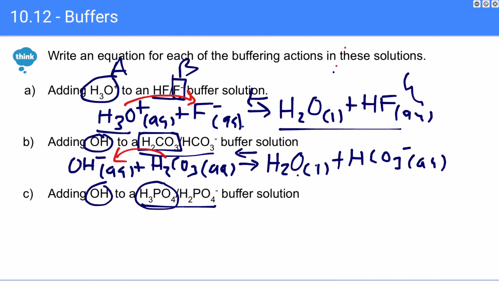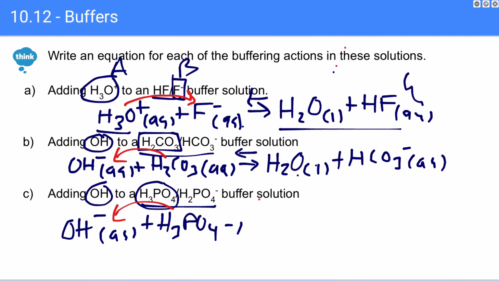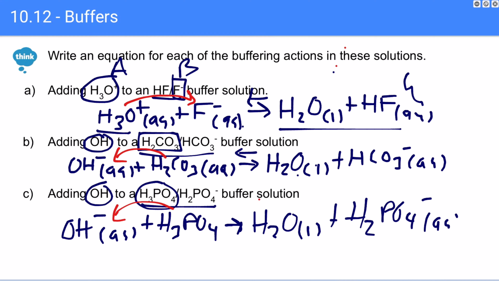Don't transfer them all over. So we start off again with OH-, which is aqueous. We're going to react that with H3PO4. Again, that hydrogen ion is going to transfer from the H3PO4 to the OH-. And we end up with some H2O, again liquid, and H2PO4-. Okay. So again, it's pretty easy to do.